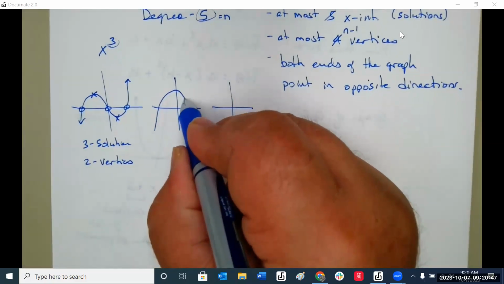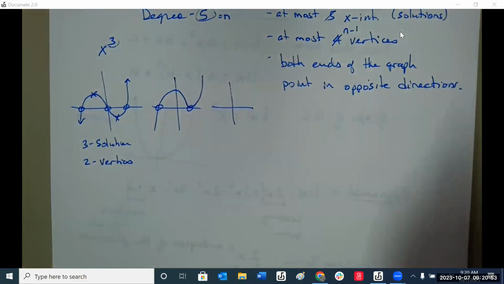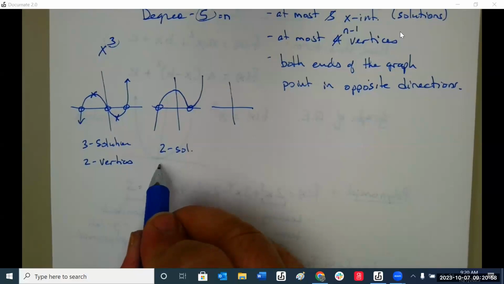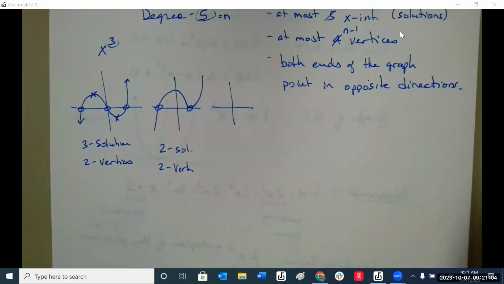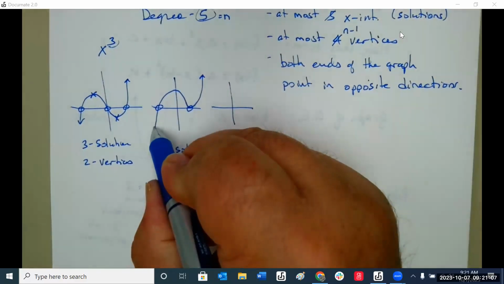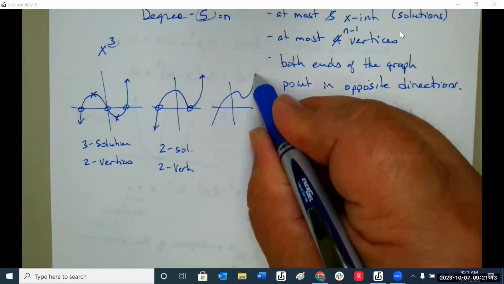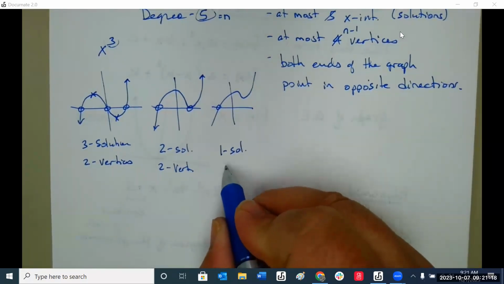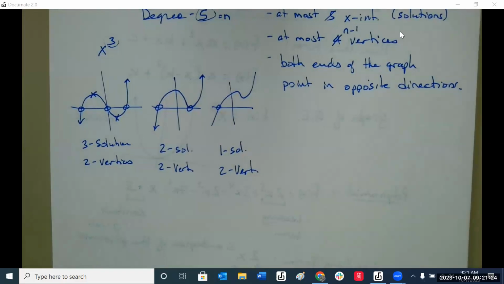Or our graph can look like this. Here's one solution, and there's one solution. So we can have 2 solutions and still have 2 vertices. But because it's odd, we have opposite directions. Or our graph can look like this, where we only have one solution. And in this case, we still have 2 vertices. But because the degree is still odd, it points opposite directions.